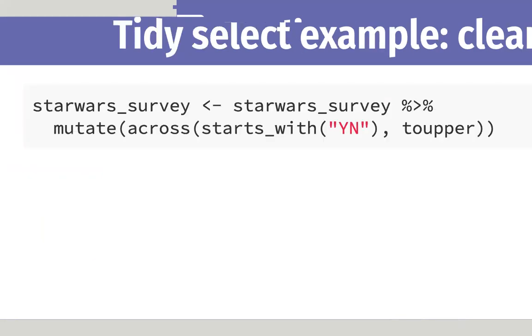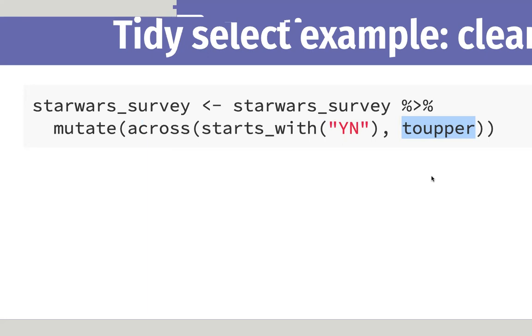So here's an example from data cleaning. This is a super common one. I want to take my Star Wars survey and I want to find all of my yes, no responses. So I'm mutating across. Across is a really helpful helper function when dealing with these different tidy selectors. So I'm mutating across all columns that start with YN. And based on my column names as contracts, I know that the column names that start with YN are all going to be either yes or no. And I can apply a function to all the data in those columns.